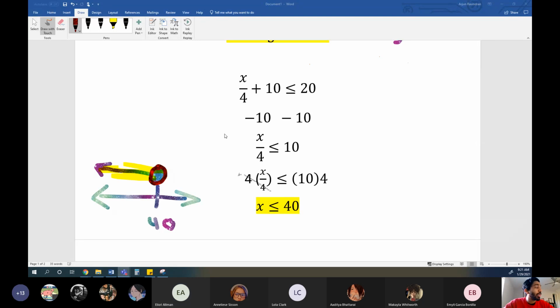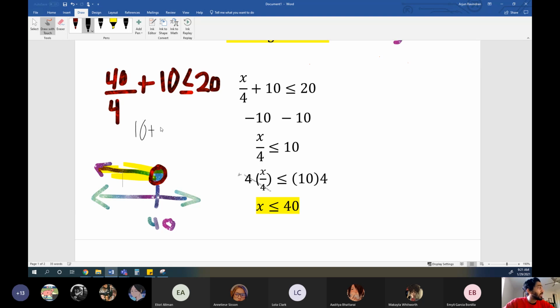If you plug in 40 right here, we can do it mentally very quickly. We won't even do it mentally. We'll actually show the work. 40 divided by 4 plus 10 is less than or equal to 20. You can see that I just plugged in x. Well, first we'll start by dividing right here. 40 divided by 4, that's 10. 10 plus 10 is less than or equal to 20. That's a true statement, because 20 is less than or equal to 20. If it was just less than and not equal to, it would be false. But because we plugged in the 40 there and it was or equal to, it works. Good question. Good answer, Elliot.